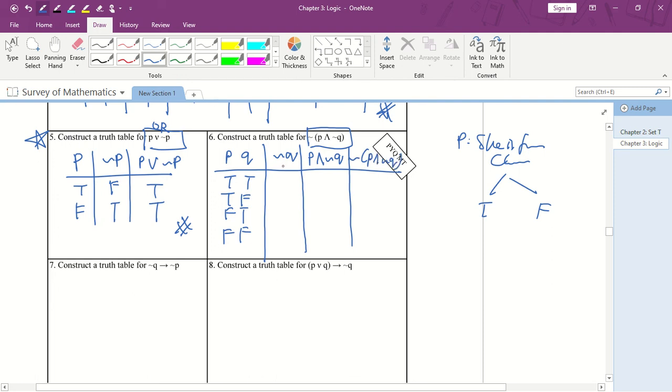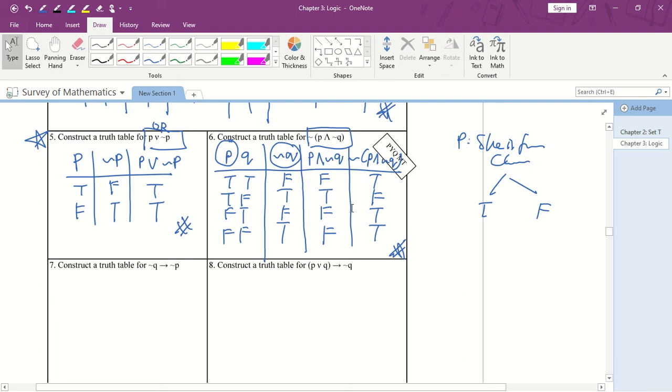Okay, let's try. Q is given as true, false, true, false. Negation Q will be false, true, false, true. And here says P and negation Q. See, this is the P and this is the negation Q. Here it says AND. AND means only when both are true can it be true. So true, false is false. True, true is true. False, false is false. False, true is false. Okay, and the last one, the negation of this one. Negation means that false will become true, true will become false, false will become true, and false will become true. That's all. Okay?